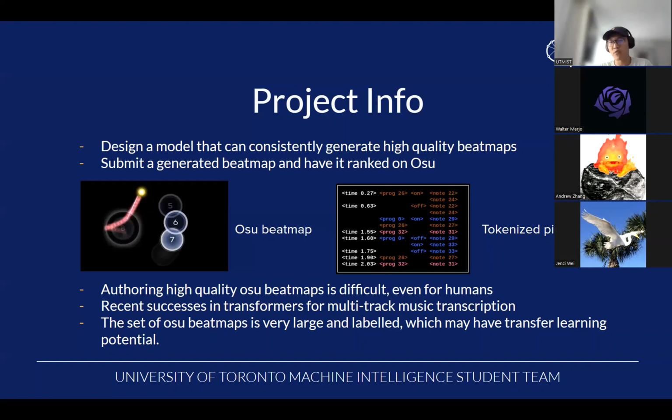And we're confident that this is possible because recent successes in transformers for multi-track music transcription is quite promising. And also the set of OSU beat maps is very large and labeled, which is great for transfer learning and which is also a really important part of the recent success in transformers. Just think about DeepMind beating Go, OpenAI beating Dota 2. Perhaps this project will be the time for UTMIST to beat the famous game OSU.